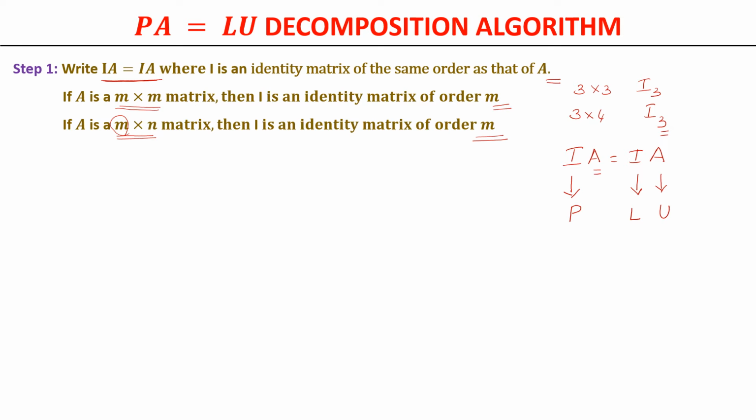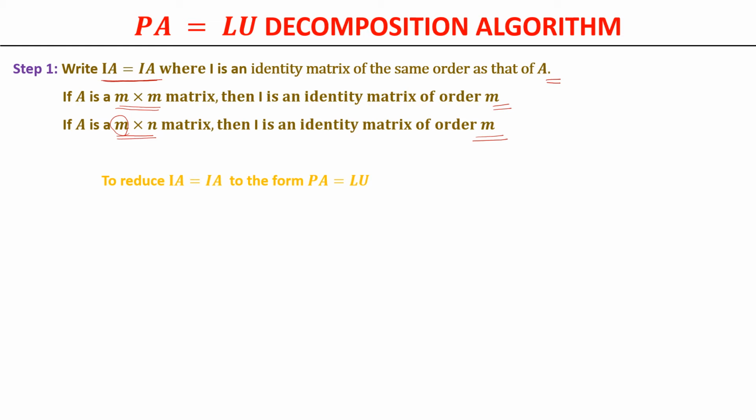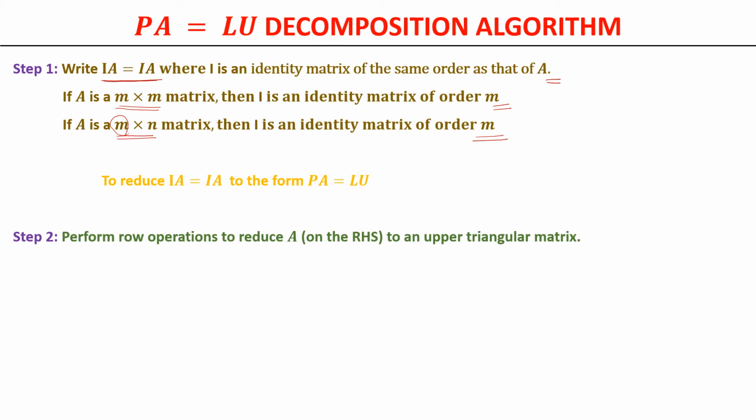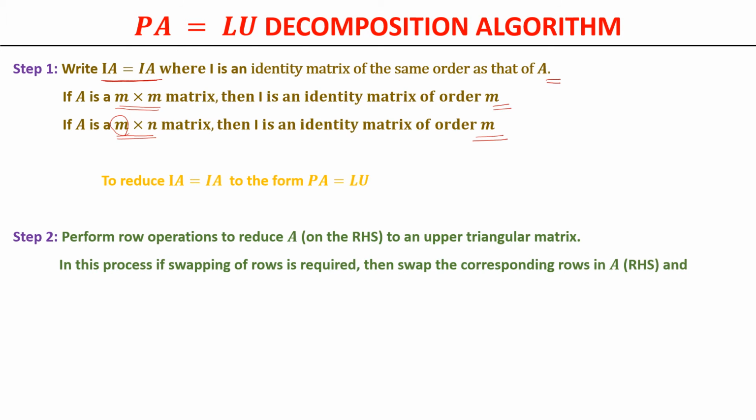So let's see what will be my next step now. As we recall, row exchanges are permitted here because that will be taken care of by the permutation matrix. In the process of reducing the right hand side A to an upper triangular matrix, I can perform row exchanges. So in the second step, I perform row operations to reduce A, which is on the right hand side. IA is equal to IA, and I am reducing this A into an upper triangular matrix.